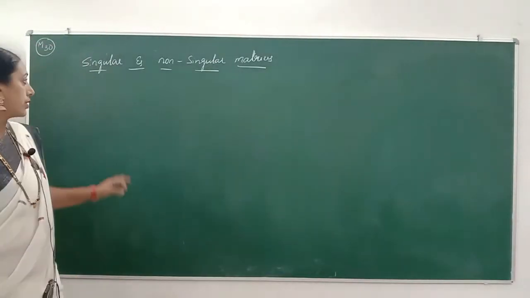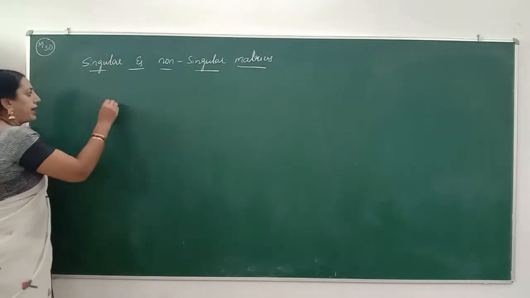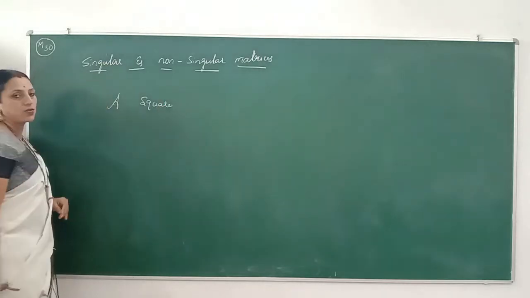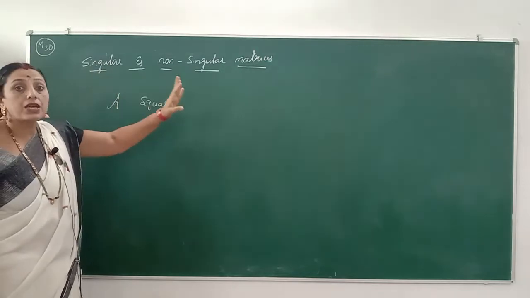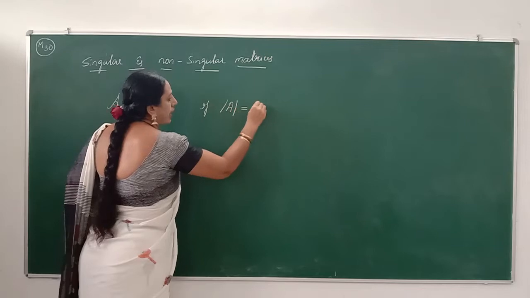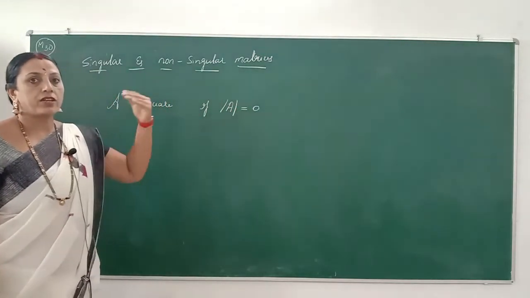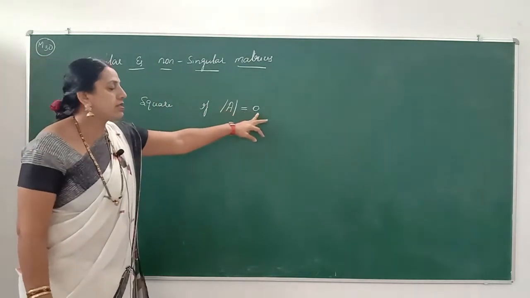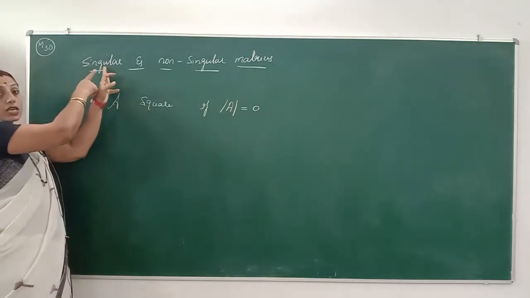Our next condition is singular and non-singular matrix. Now A is a square matrix. A square matrix is said to be a singular matrix if the determinant of A is always equal to 0. Means whatever the value of the determinant after expansion, or by using the properties of the determinant, such a value is always nothing but 0. Such a matrix is called a singular matrix.